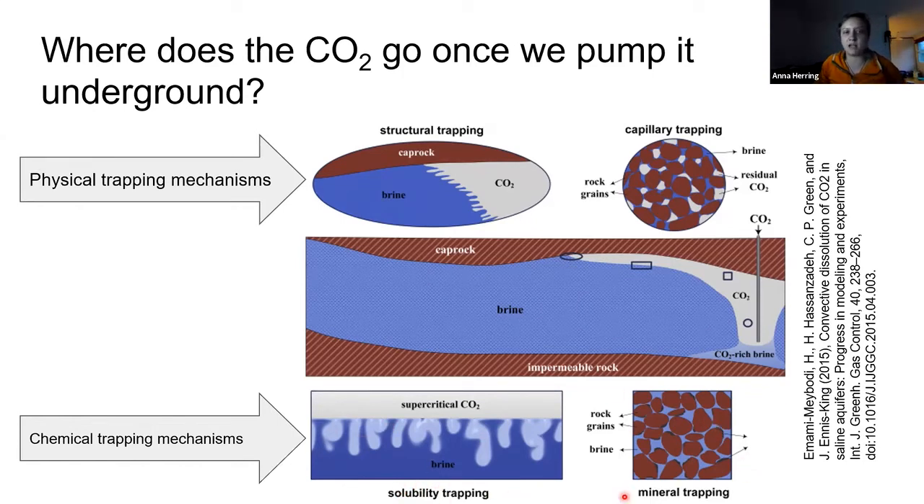And then mineral trapping occurs when carbon dioxide undergoes chemical reactions with minerals in the subsurface, and the carbon dioxide itself mineralizes and makes carbonate rocks underground.